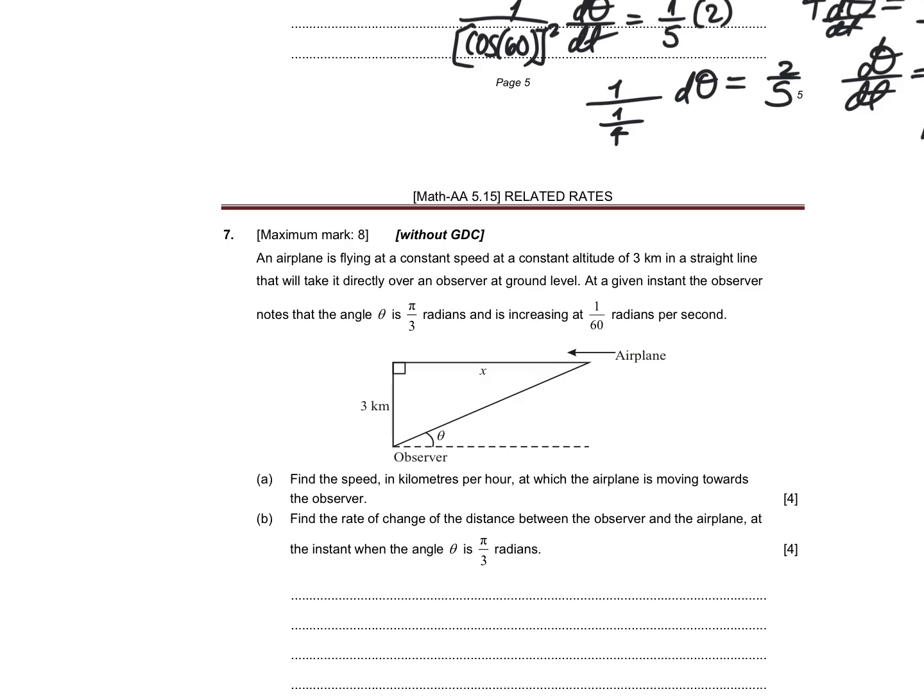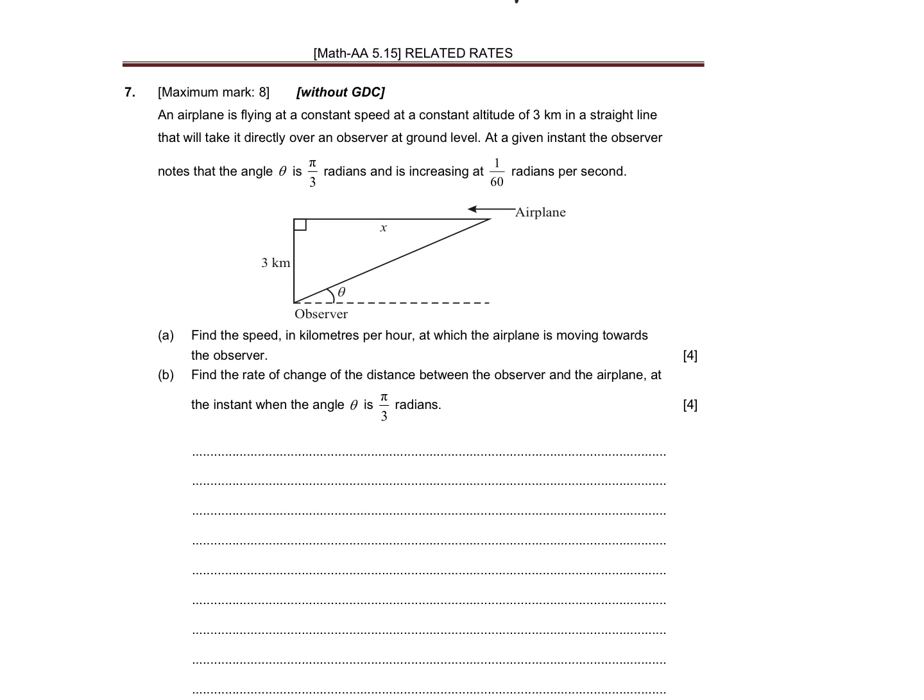Okay? All right, this one. An airplane's flying at a constant speed at a constant altitude of 3 kilometers in a straight line that will take it directly over an observer at ground level. At a given instant, the observer notes that the angle theta is pi over 3, and its d theta dt is 1 over 60 radians per second. Okay, so find the speed in kilometers per hour.